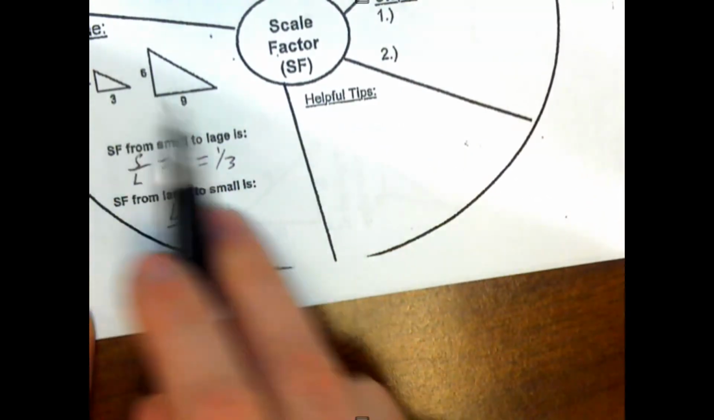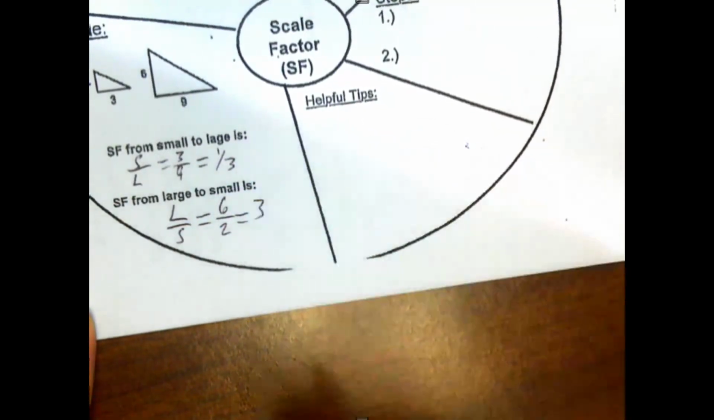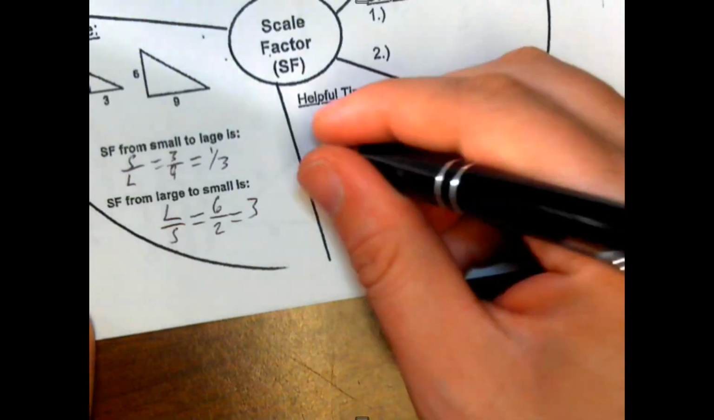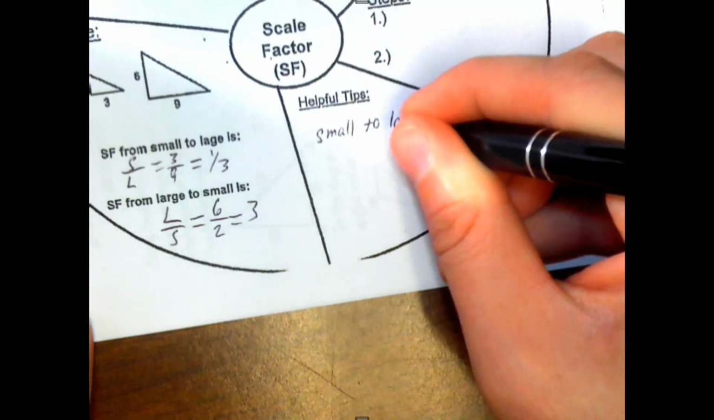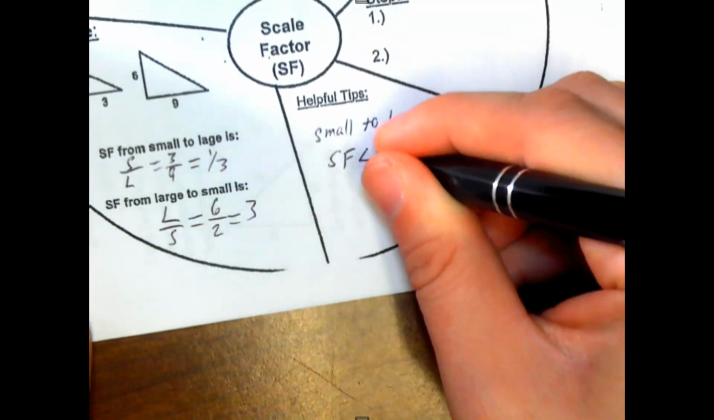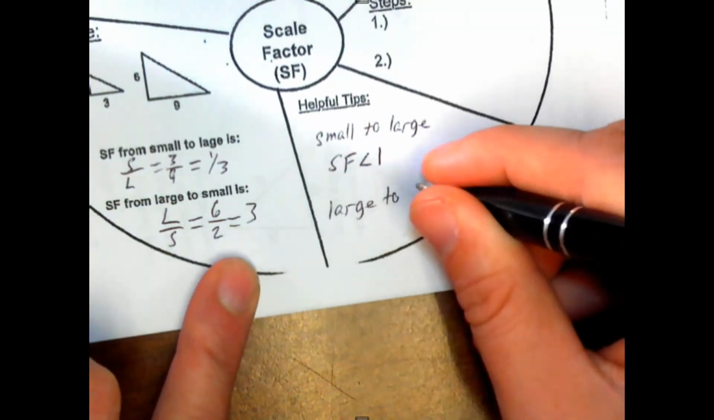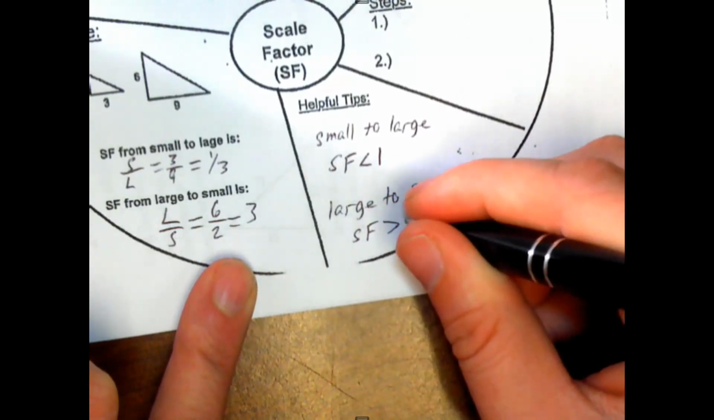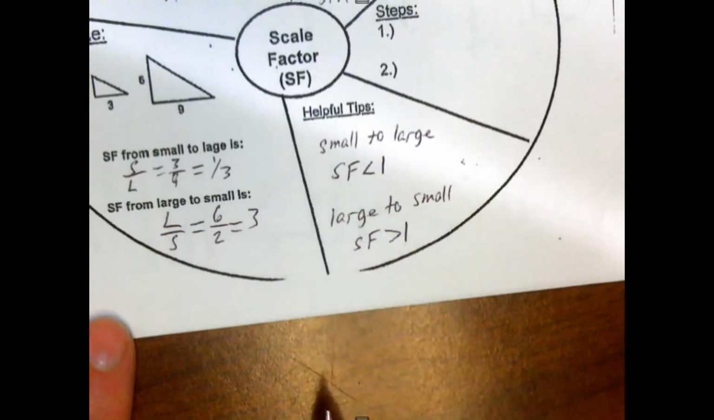is, pick two side lengths, can be the same two, doesn't matter. So 6/2, 6 divided by 2 is 3. And you see how these are reciprocals of each other. A small to large scale factor should be less than 1, and a large to small scale factor should be greater than 1. Greater than 1 is going to make it bigger, less than 1 is going to make it smaller.